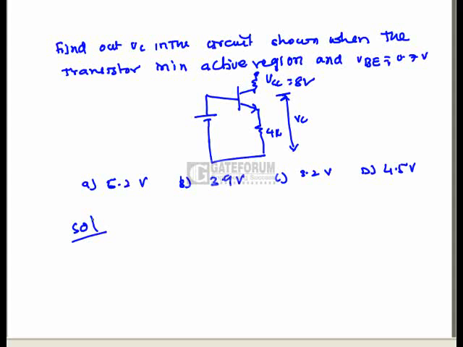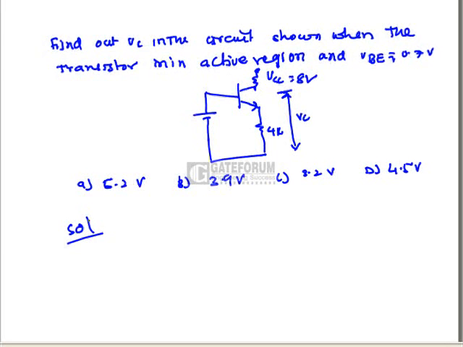Here the question is, find out Vc in the circuit shown below when the transistor is in active region and Vb is given as 0.7 volts. So here he is asking for the voltage Vc, that is from this collector point to ground. Generally this is a ground. So for this, first we have to find out.